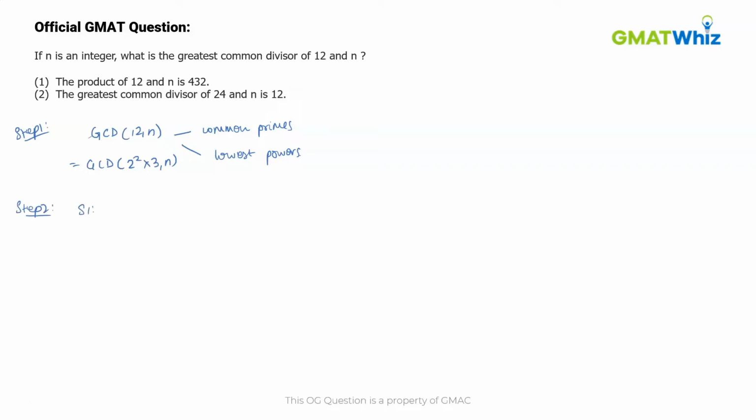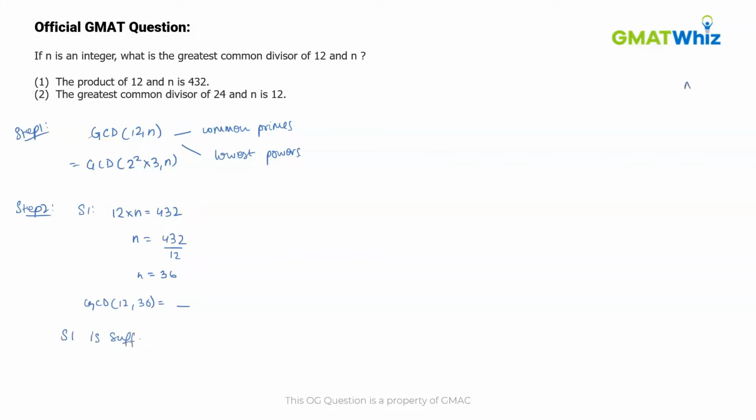Let's analyze statement 1 first. In statement 1, we are given that the product of 12 and n is equal to 432. Now the value of n can be found by dividing 432 by 12, which gives us 36. And when we substitute the value of n, we can find the GCD of 12 and 36 and get a value. No need to calculate it since we only have to check the sufficiency of the statement. Hence, we can say that statement 1 is sufficient.